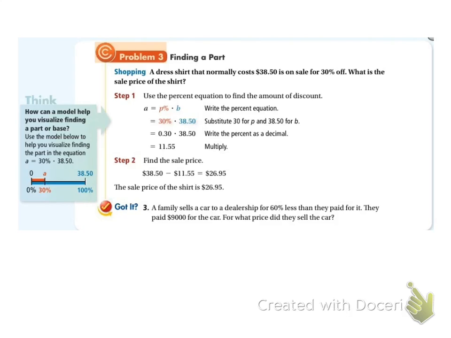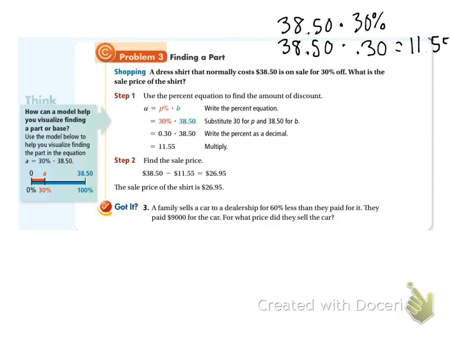Okay, so my total, my original, is $38.50. And I'm going to take 30% off, and that will give me how much I can take off. So if I do 38.50 times 30%, that's 38.50 times 0.30. 30% as a decimal is 0.30. And this is going to get me 11.55. That is how much is 30% of $38.50. So that's how much I'm going to take off.